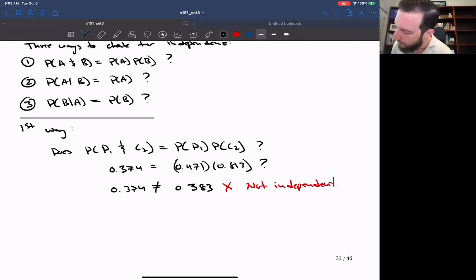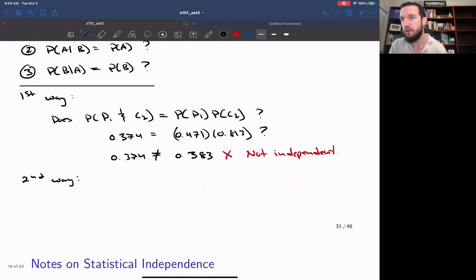Now that we have shown they are not independent, we know that this is going to be the case for the other formula as well. So for this second way of showing that they're not independent, we already know the outcome. This is simply for illustration. You don't have to do it two different ways, just to show you how the formulas would work.